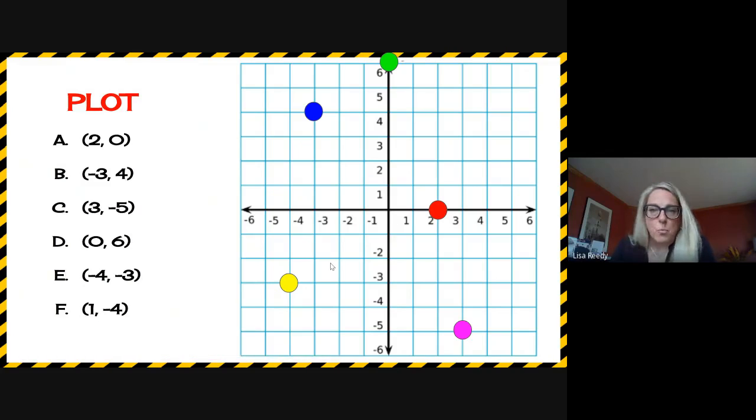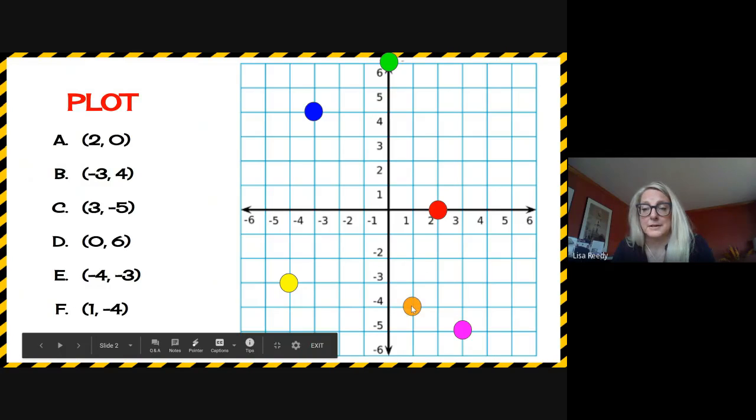All right, last one, 1, -4. Think about where you think it should be in your head. Talk about directions that you should go. And then we're starting at the origin. My x is positive 1, so I'm going to go to the right 1. And my y is -4, so I'm going to go 1, 2, 3, 4, down 4. And my ordered pair ends up right there.